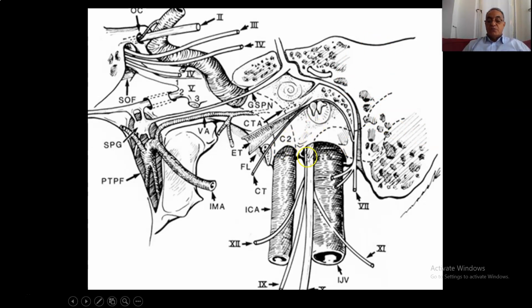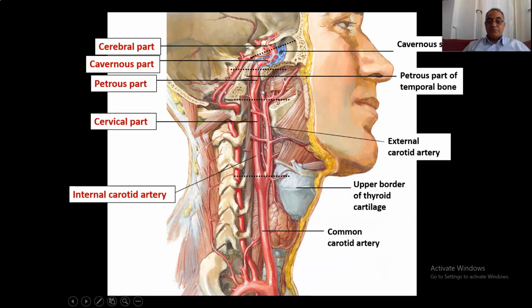Here again, you see the petrous. The internal carotid artery is anterior to the internal jugular vein and anterior to the vagus nerve. Here is the carotid canal in the petrous bone, and posteriorly there is the jugular foramen. And then here it starts C1, here is C2, and then it passes to reach the cavernous sinus.